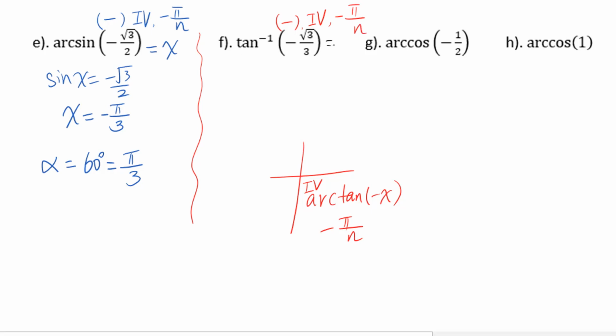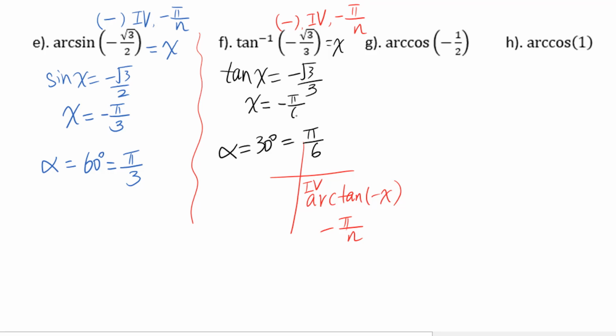So we set up this equals to x. Tangent x equals -√3/3. The reference angle will be 30 degrees because tangent 30 equals √3/3 equals pi/6. Therefore, for x equals -pi/6, because this is the pattern.